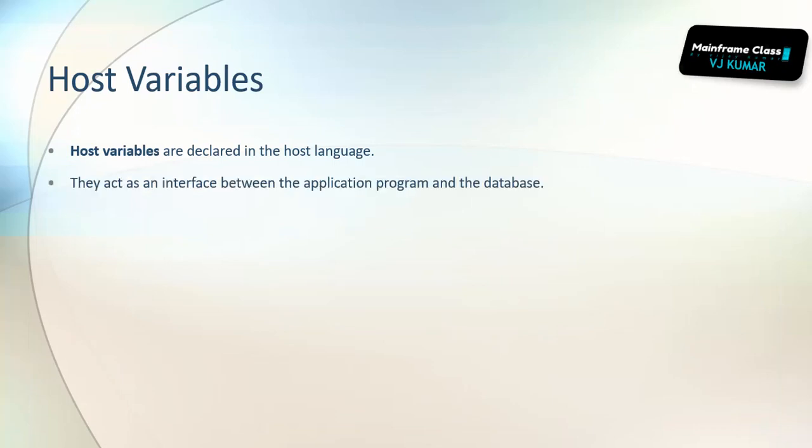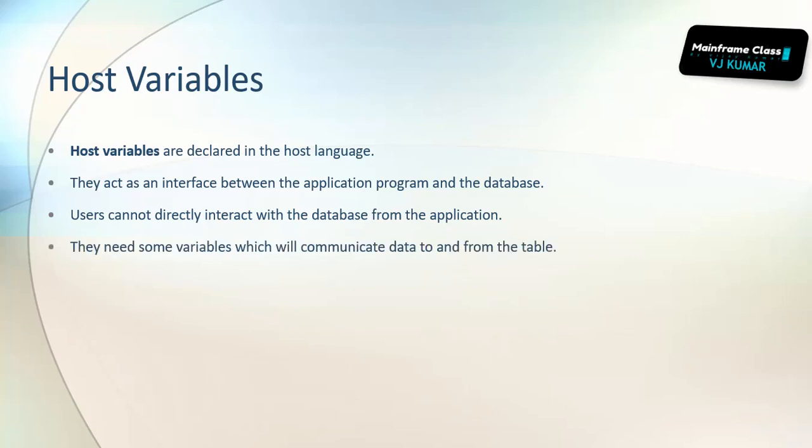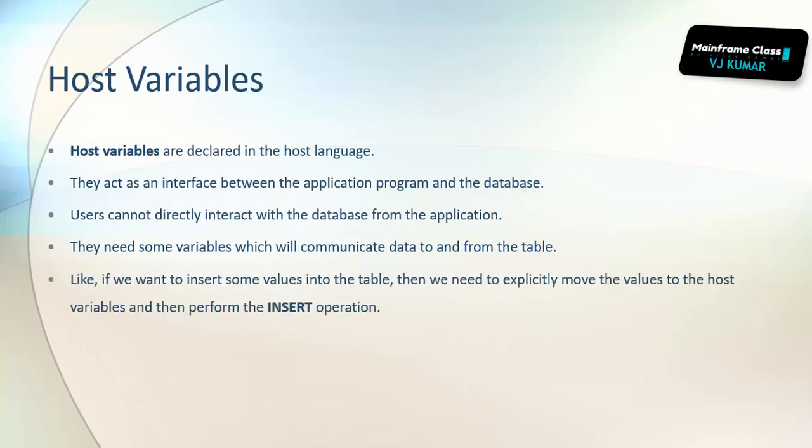Let's look at some properties, how they are used. They act as an interface between an application program and the database. Using the host variable, we connect to the database. We send values to the database and we get the information from there. Normally we cannot directly interact with the database from the application. We need host variables defined, and with the help of host variables only, we can communicate.